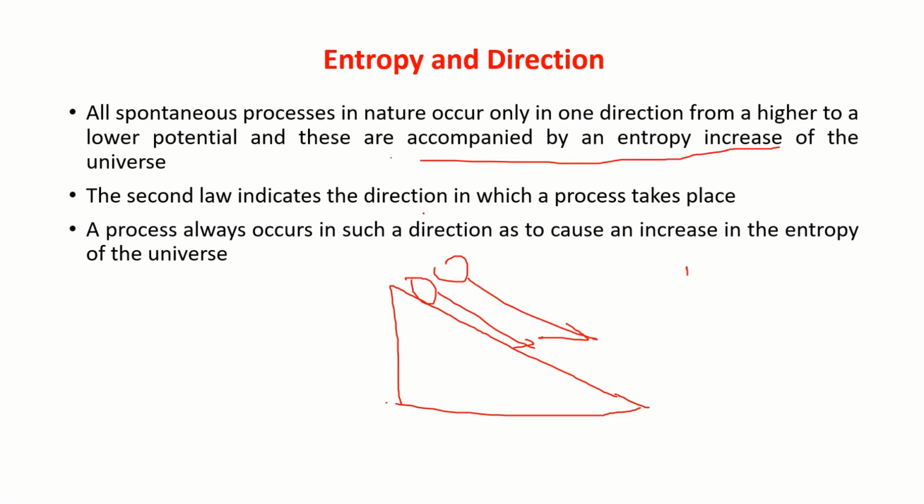The second law indicates the direction in which a process takes place. A process always occurs in such a direction so as to cause an increase in entropy of the universe. Universe is an isolated system, and system and surroundings together we call it as universe.